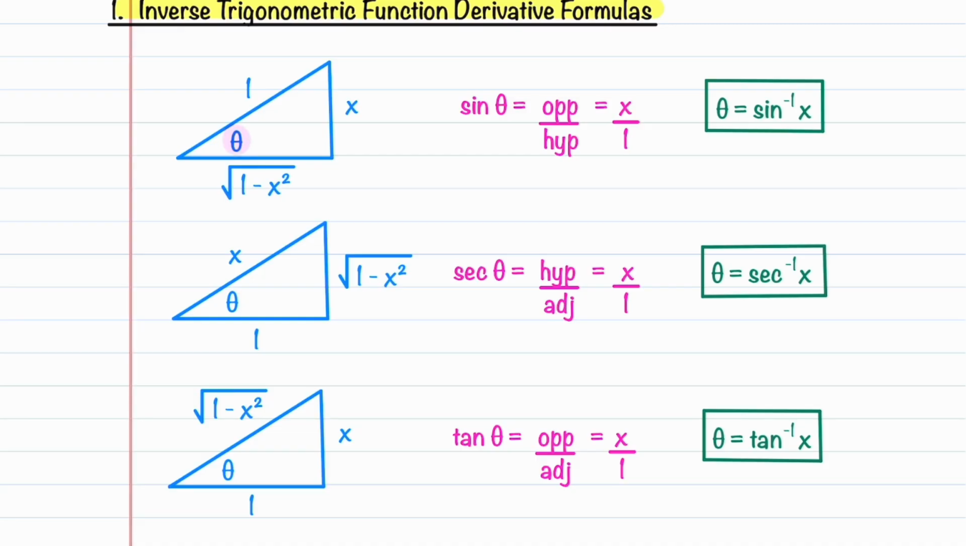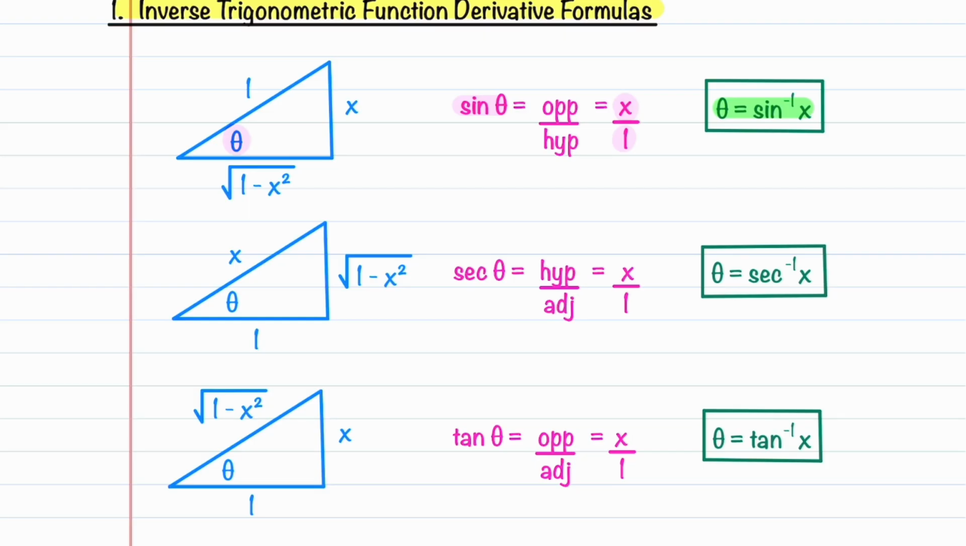The sine of theta is the opposite side over the hypotenuse, and that is equal to x over 1. This means that theta is the inverse sine of x, and that's the function that we want to find the derivative of. Notice that inverse sine of x, or you can call it arcsine of x, is equal to theta, and theta is an angle. So all inverse trig functions are just angles.